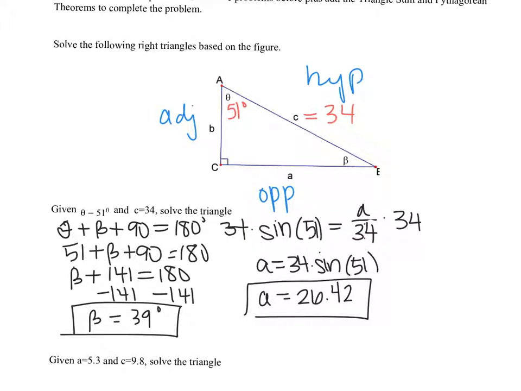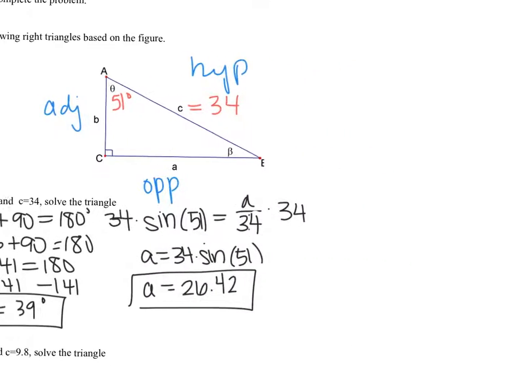And now the last thing we need to do is solve for B. And instead of using the Pythagorean theorem, I'm going to go ahead and use another trig ratio. I'm doing that because we had to round to find A. 26.42 is not the exact length of A, it's an approximation. So we want to use exact values to find missing information. So I'm going to use another trig ratio to find B, and I'm going to actually use cosine.